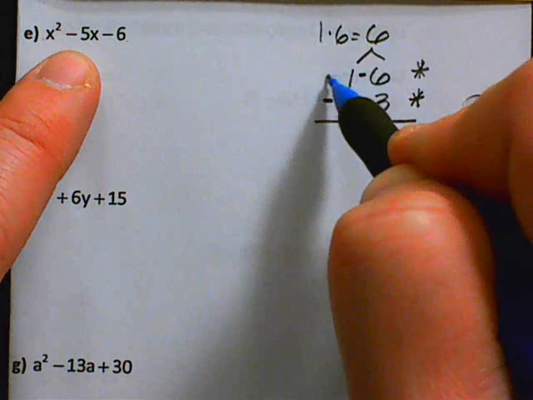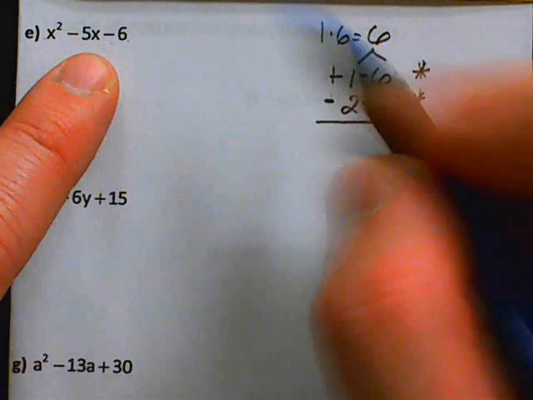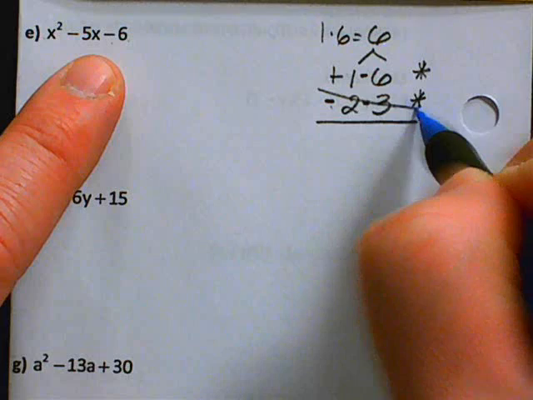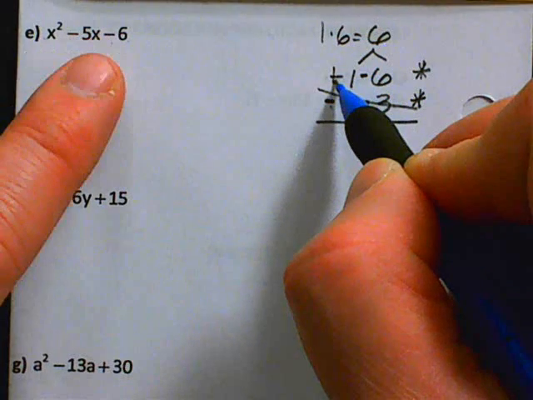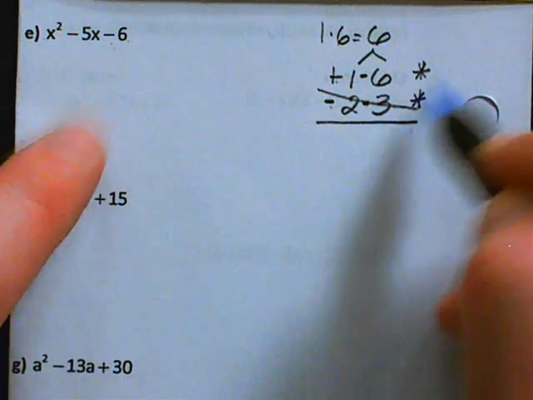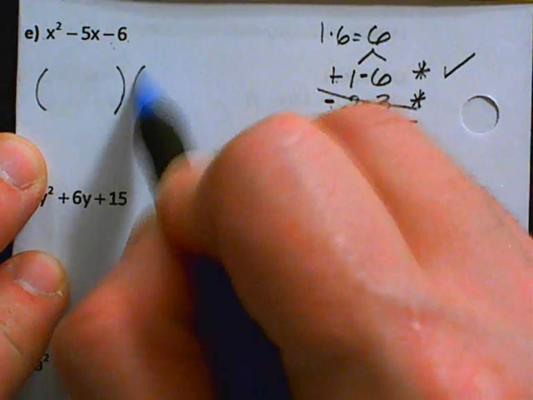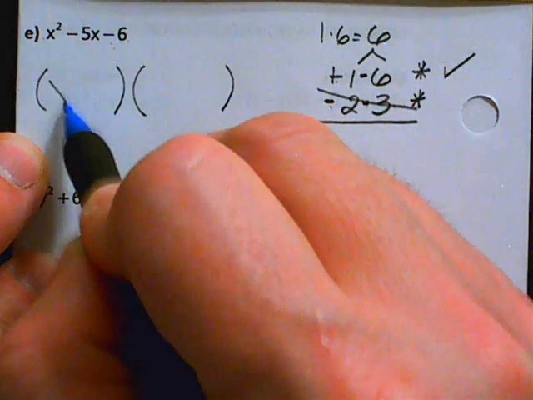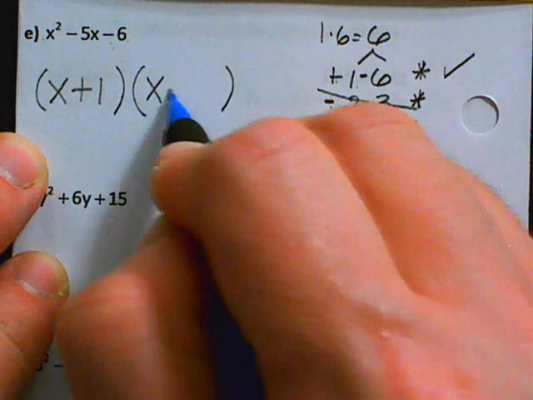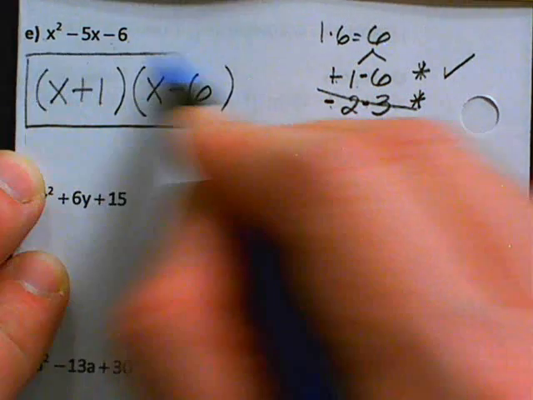Final check. I need to have a negative, so a negative times a negative gives me a positive. That doesn't work. A negative times a positive does give me a negative, like this guy right here. So I know that this is my set of numbers. Open two sets of parentheses. X, X. This would be positive 1, negative 6. And that's our answer. Alright, let's do the next one.